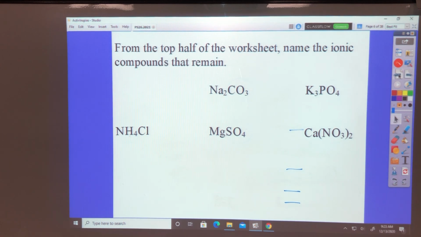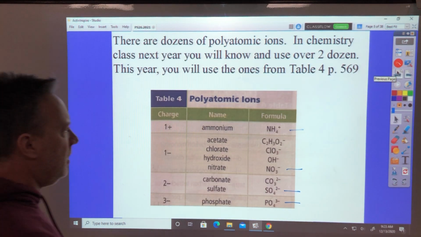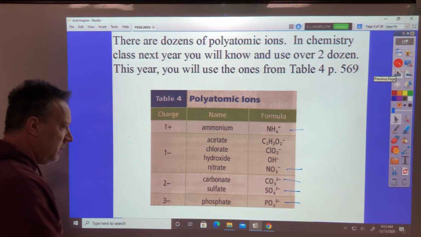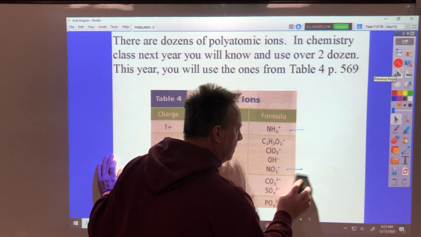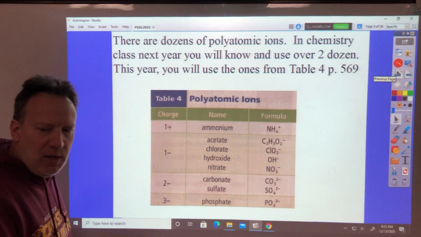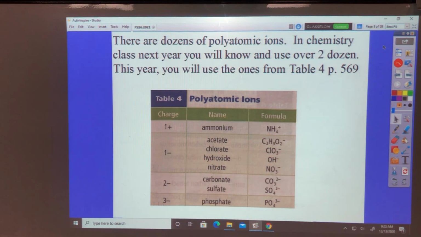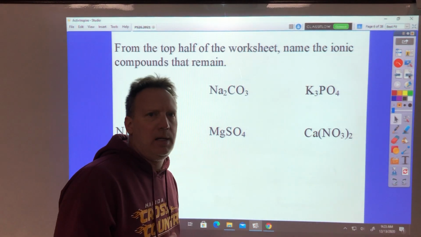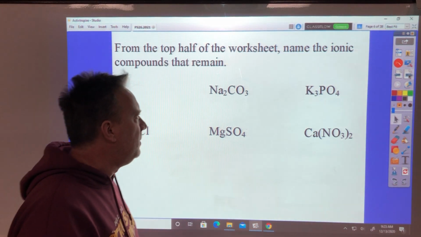Nitrate, sulfate, ammonium, and a carbonate. And this one. There's 5. Okay, so let's name these. The names are a little different because you're not going to end the name in "ide," except for hydroxide, you don't have to do that one.